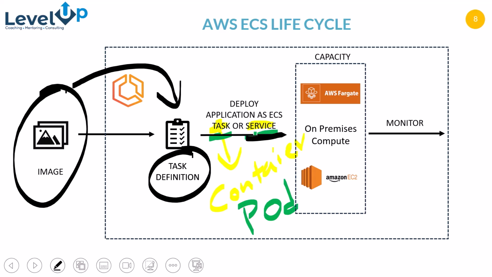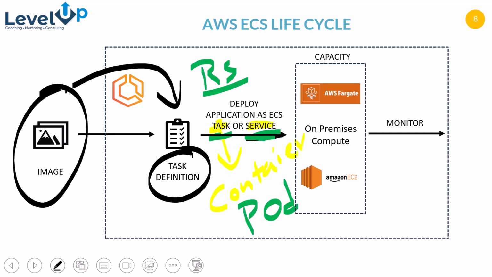Then what is a service? Let's say you created a task, that means a container is running. Now let's say the task crashed. Now we want another instance of the task to be up and running, right? If we want to do that, we can create something called a service, which will take care of provisioning the required number of tasks. In Kubernetes, if you are aware, there is something called a replica set. A service is similar to a replica set on Kubernetes.